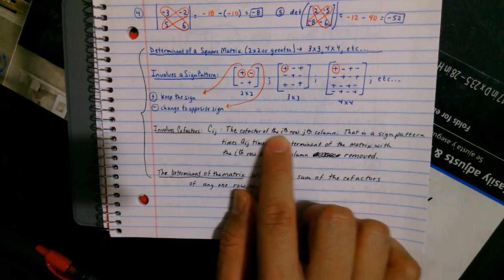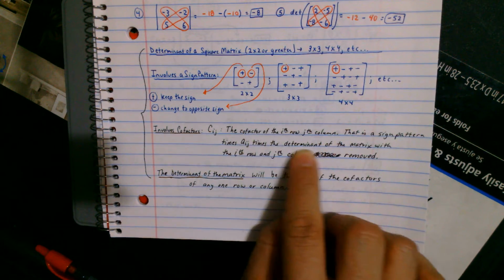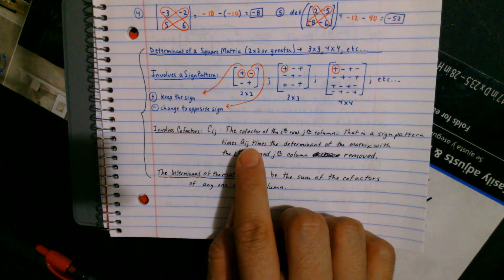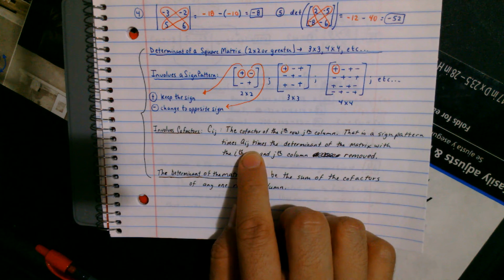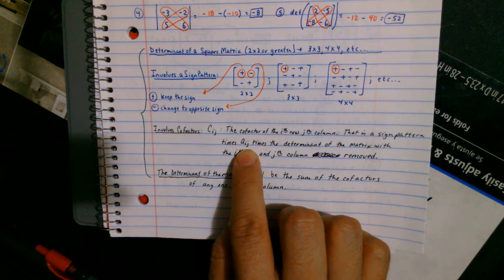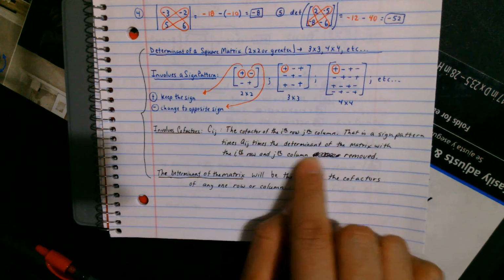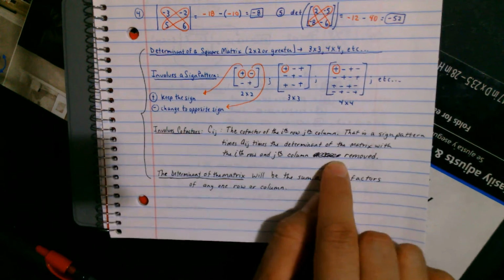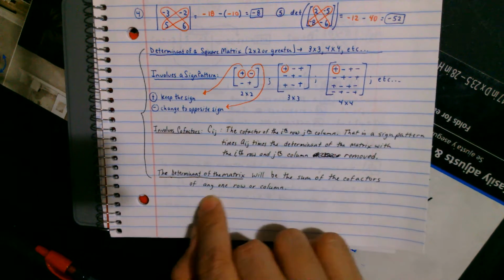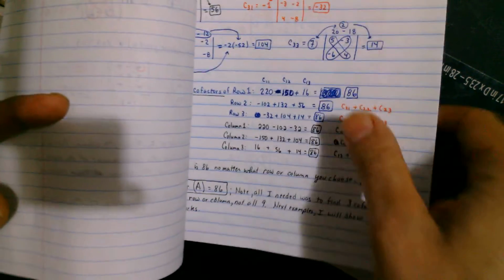So the cofactor of the ith row, jth column, that is a sign pattern times aij times the determinant of the matrix with the ith row and jth column removed. So to find a cofactor, essentially, we're going to take whatever number lives in that slot. We're going to cover up the row and column that guy lives in, and we're going to find the determinant of whatever's left. And I'll show you in a minute. The determinant of the matrix will be the sum of the cofactors of any one row or column. So we're going to have to find multiple cofactors. And I'm going to show you just how in the next problem.